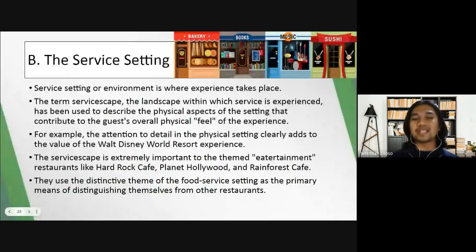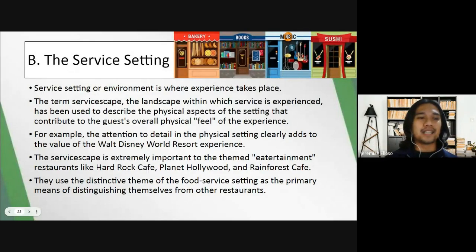Okay, so they use the distinctive theme of the food service setting as a primary means of distinguishing themselves from other restaurants. And we have to keep in mind that in Servicescape, for you to be able to achieve this whole Servicescape thing, it has to be holistic. You make the intangible tangible. It's not just about what you see or what your eyes could perceive. It's not just about the play of colors, but it's the overall aesthetics, plus the temperature, the music, the texturing that adds up to the overall concept.